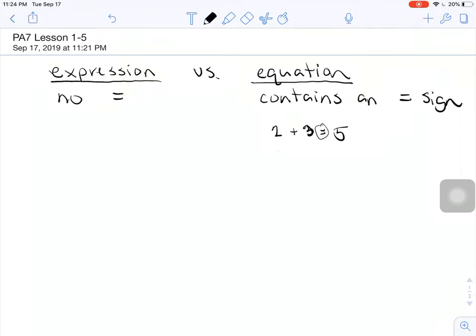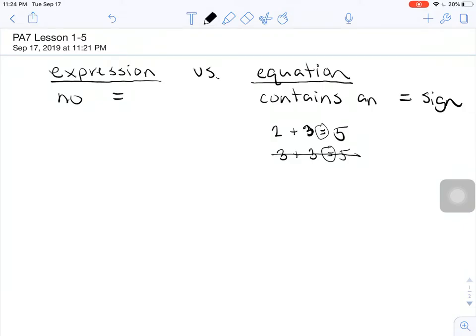I could come along and make an equation that I know is false. 3 plus 3 does not equal 5. It's supposed to equal 6. So that equation would be a false equation, but it is still an equation nonetheless because of the equal sign.